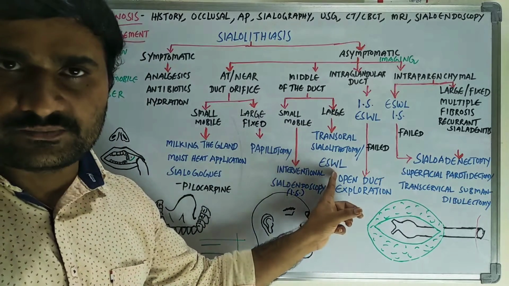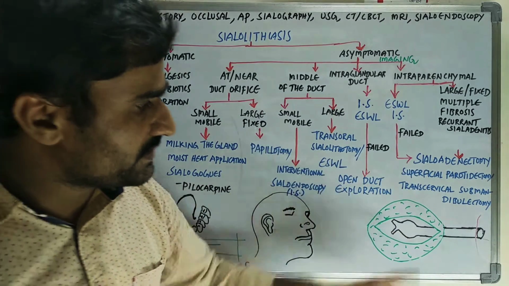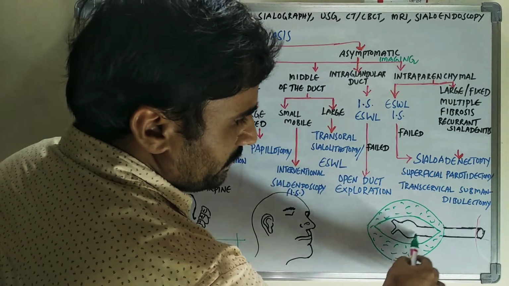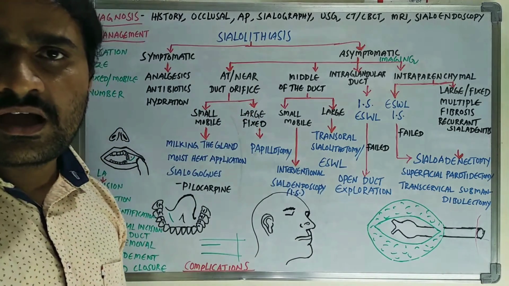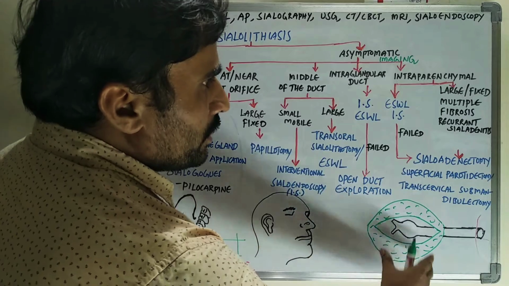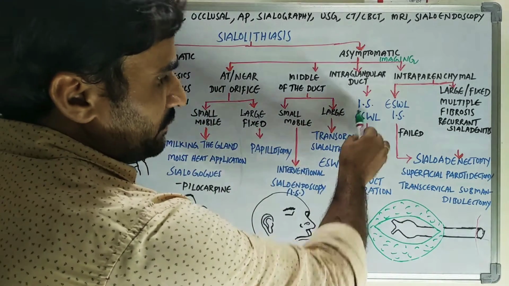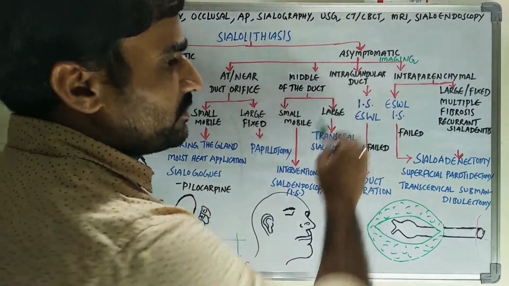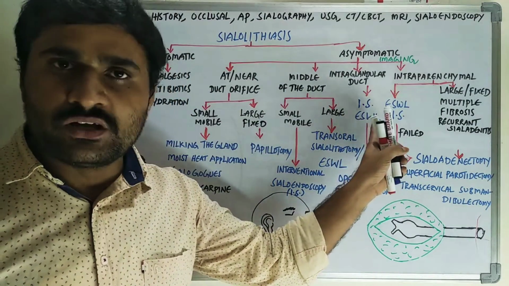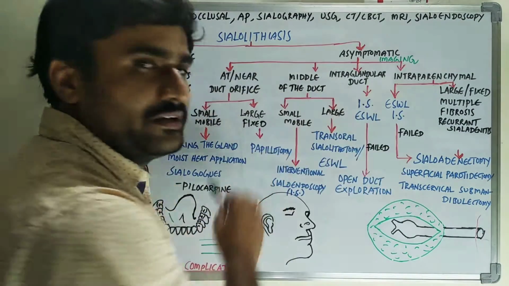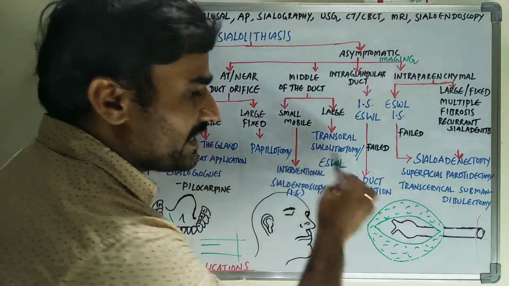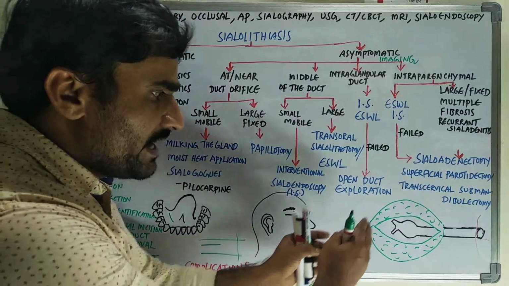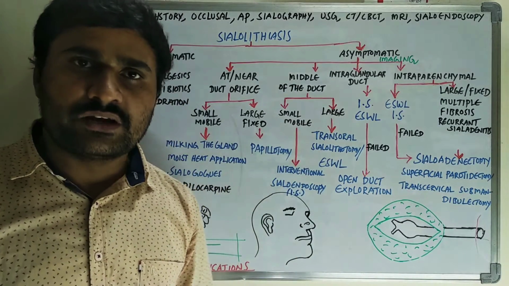This is one variety. After that, we'll see the third variety, intraglandular duct, that is calculi located in this portion. Again, in this portion, first you have to go for interventional sialoendoscopy and ESWL. These are the options available. If these two options fail, then you should go for open duct exploration. Open duct exploration is nothing but, I will take the example of the parotid gland, right?